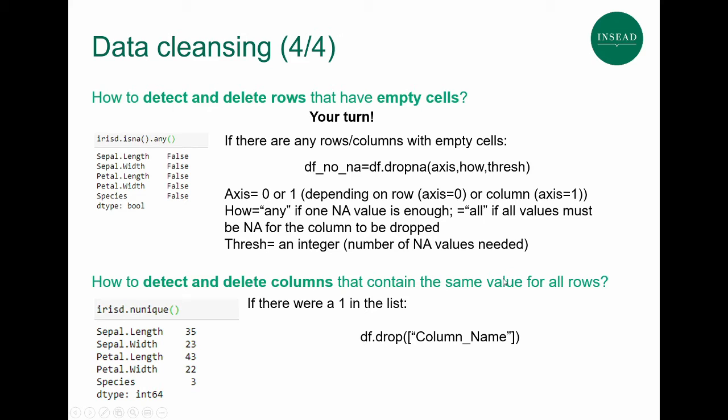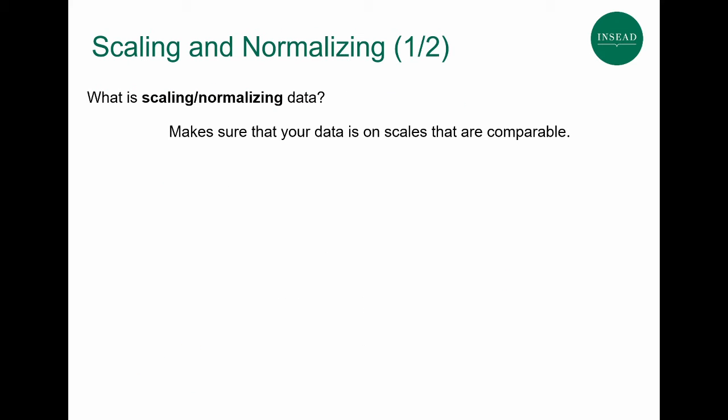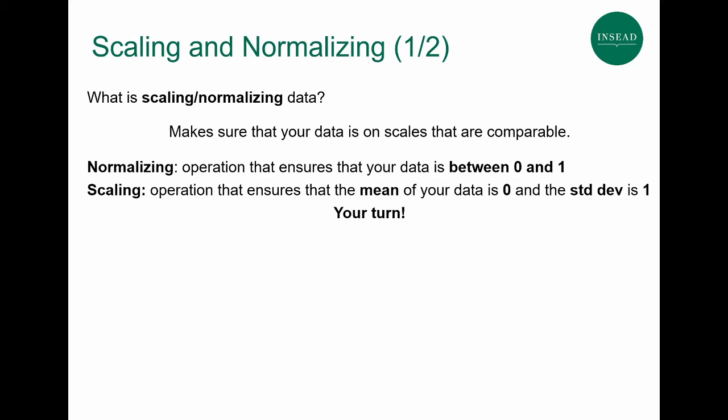All good? Moving on now to scaling and normalizing. Scaling and normalizing is an important part of preprocessing a data set. Scaling and normalizing are 2 different ways of making the data set be on scales that are comparable. So they make sure that your data is on scales that are comparable. Normalizing means that you put your data between 0 and 1. So you do an operation that makes your data be between 0 and 1.